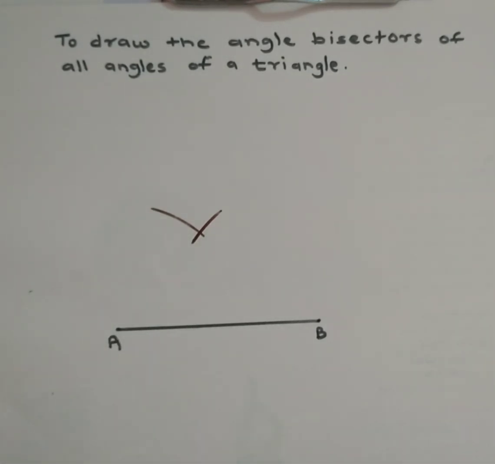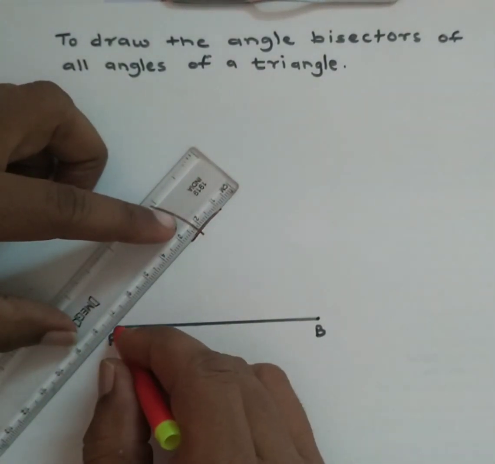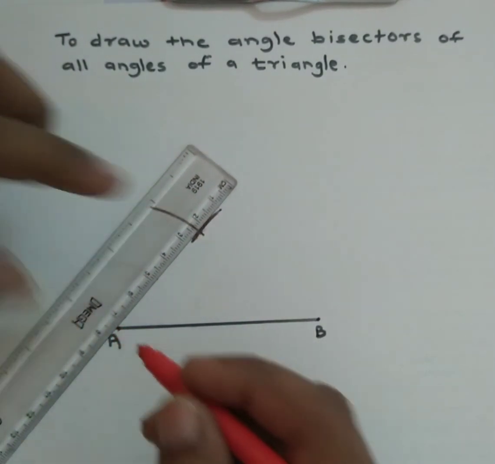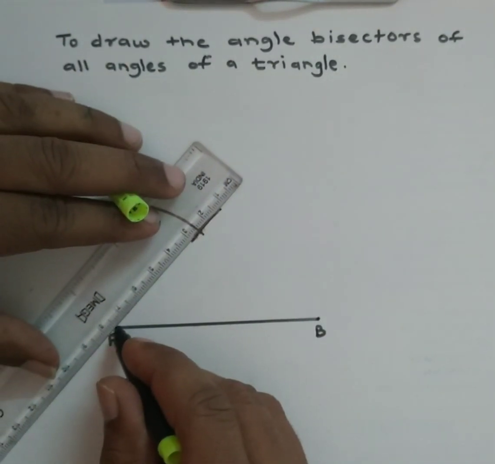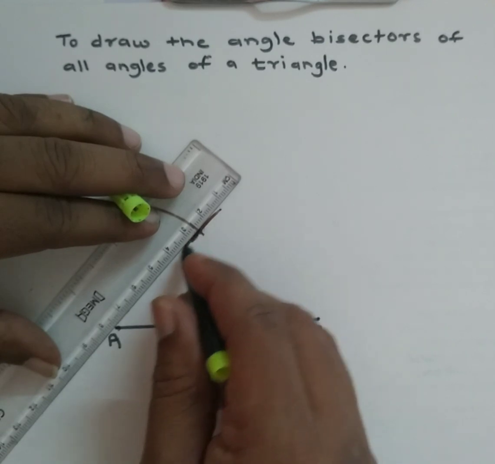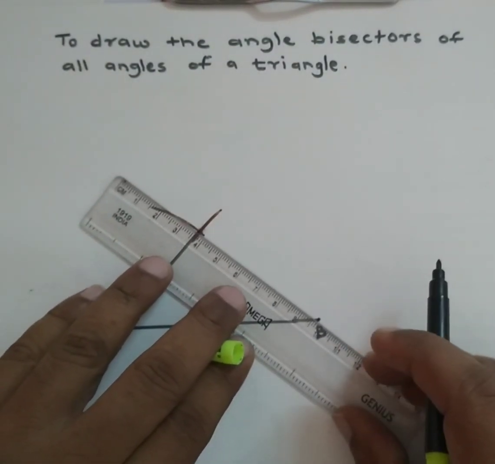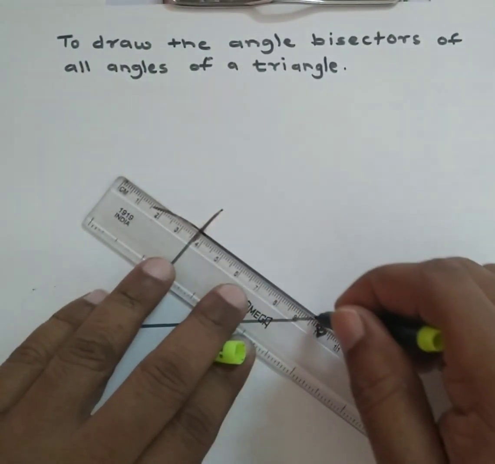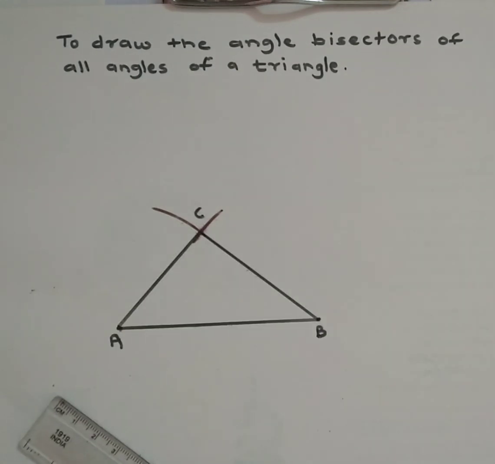I will join the point of intersection and complete this triangle. So this is triangle ABC having sides 5, 6 and 8 centimeters. Now we will draw the angle bisectors of all angles of this triangle.